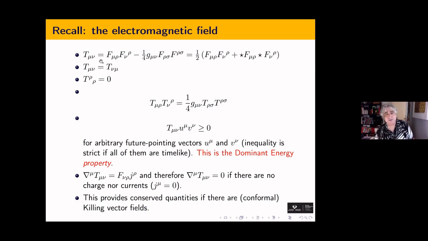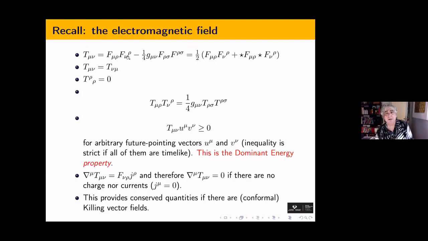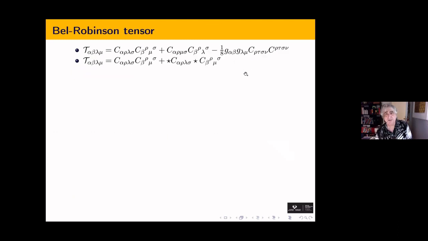So now, instead of using F, I'm going to use the Weyl tensor. And the thing that I can construct in a similar way is called the Bell-Robinson tensor. So this is the Bell-Robinson tensor in 4 dimensions. We can check that this is just similar to the previous formula. Remember that this could be rewritten using duals, and of course, this can also be done here. You can write this simply like that. So this is like the very same formula.